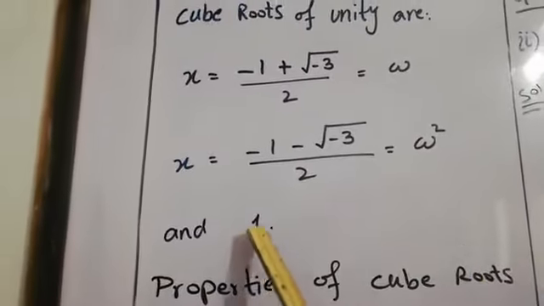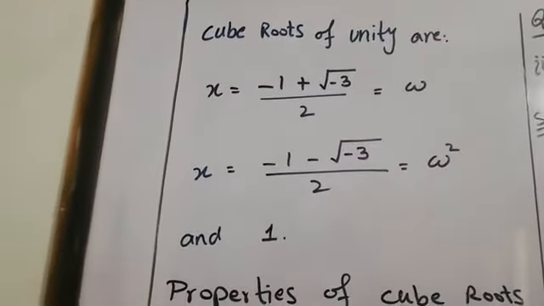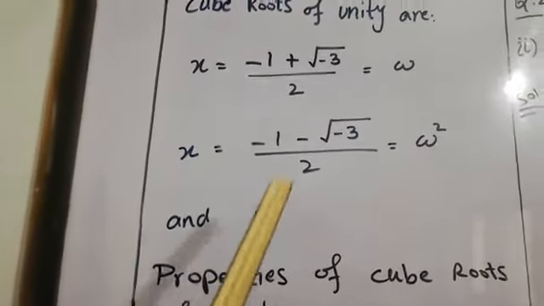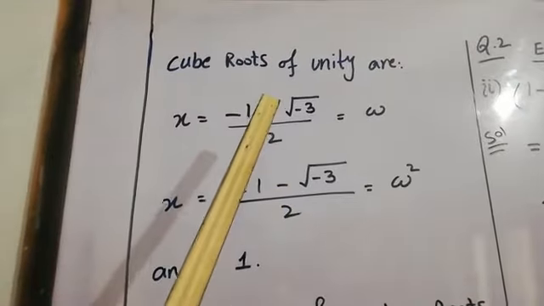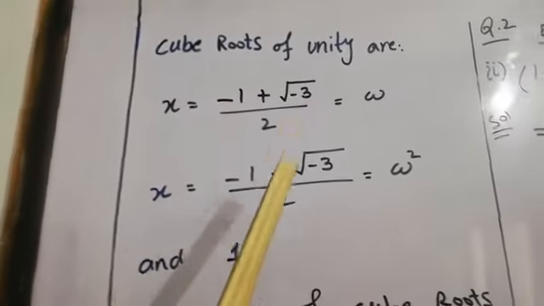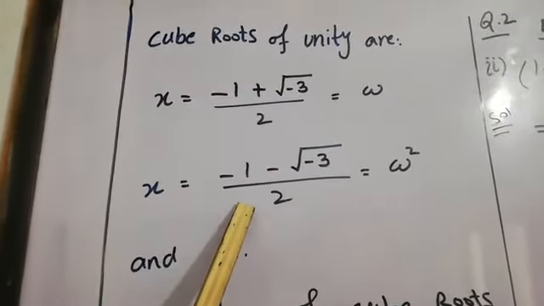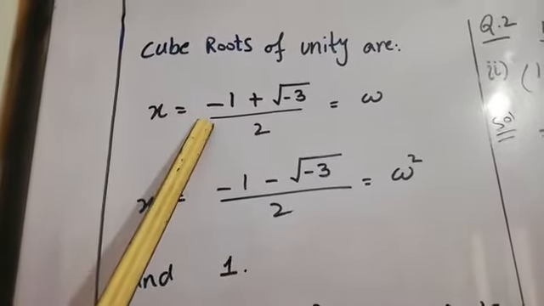And the third cube root of unity is 1. There are three cube roots of unity actually: 1, omega and omega square. We can say this is the value of omega, and this is the value of omega square. And if this is omega, then the other will be omega square.